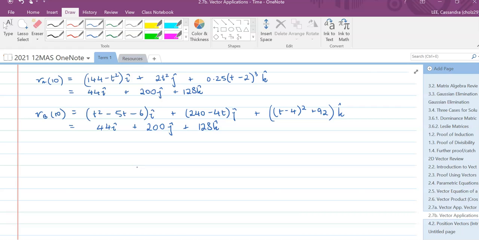Alright guys, so this is just one application of vectors, so using vectors to solve collision problems. We're actually going to go into a very similar video in the next lesson looking at position vectors.